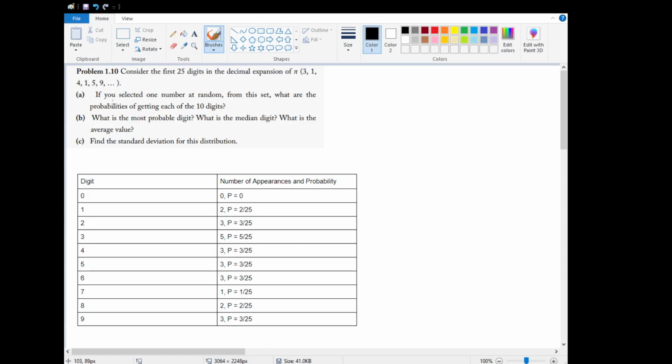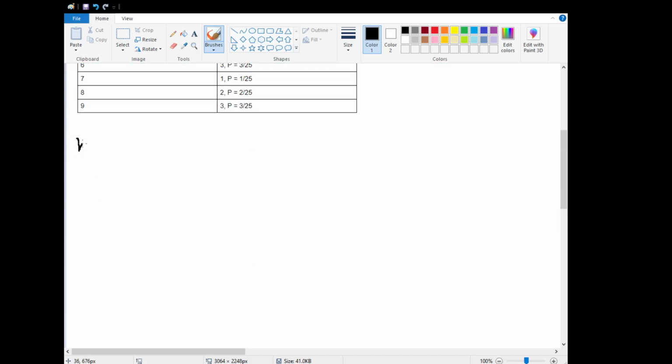And hopefully this is a trivial exercise for you. We can just count them effectively, and I've already done that here just to make our lives a little bit easier. So this is the respective digit from 0 to 9, then the number of times they appear, and as a result, their respective probability, which is just the number of times they appear divided by the total number, being 25. So let's move straight on to part B.